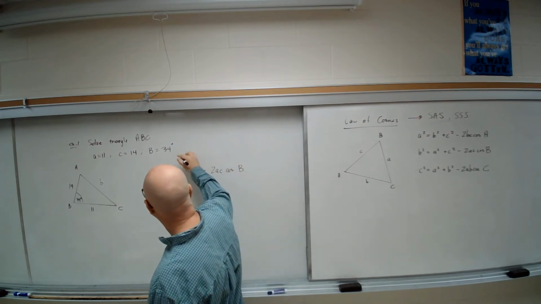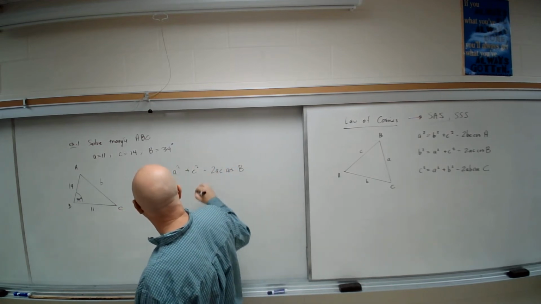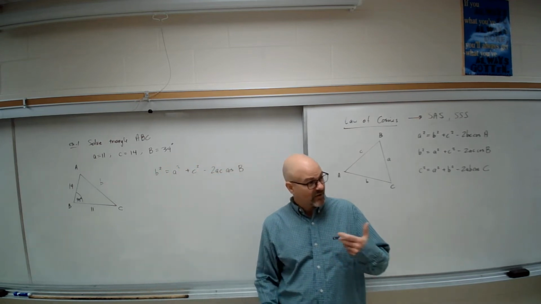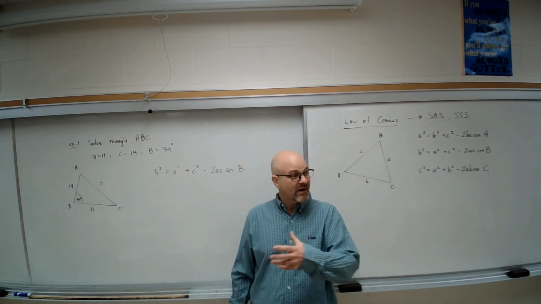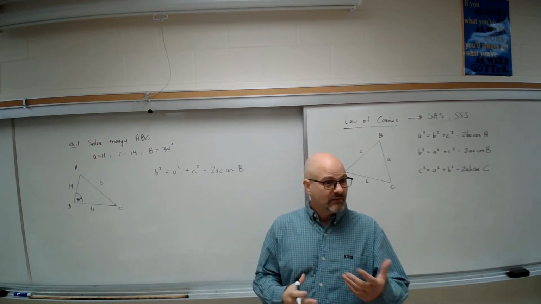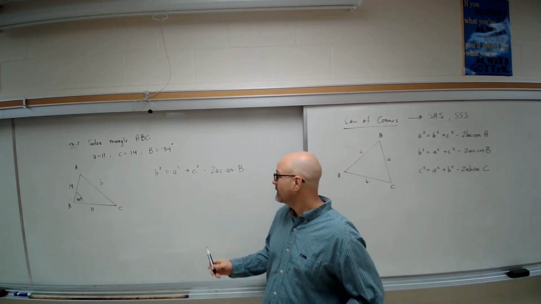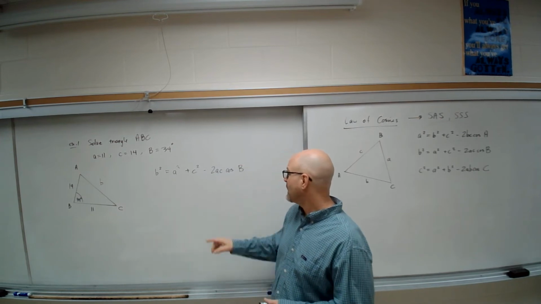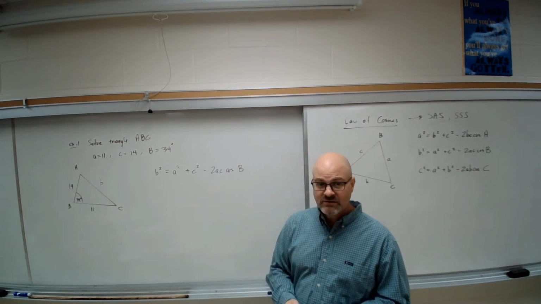I would recommend testing yourself as you do these. Try to write it down, then check it, see if it's right. If you do that a few times, you'll get that pattern, right? So b squared by itself, a squared plus c squared, and then minus 2ac cosine b.